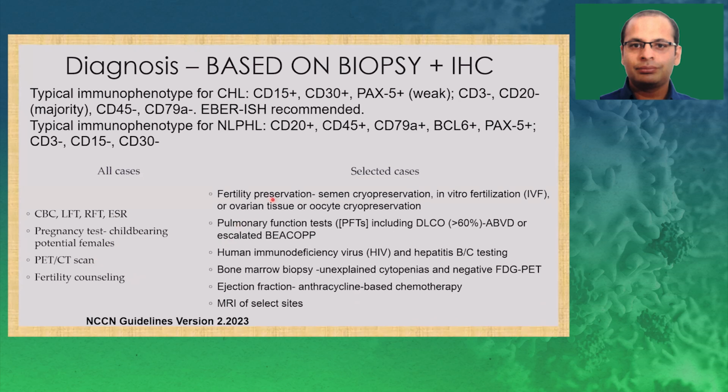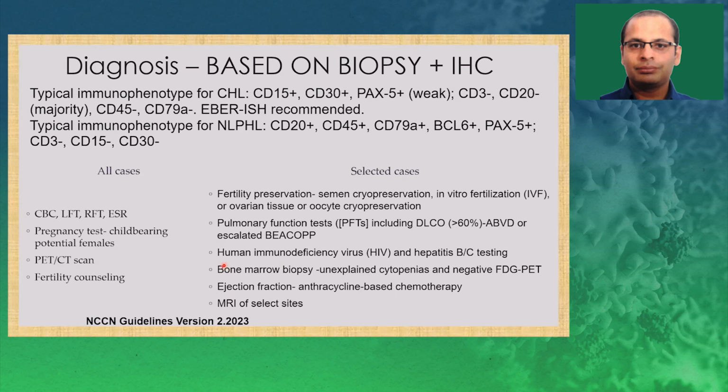Viral markers are recommended. With the advent of PET scan and good markers on PET scan, which can delineate bone marrow very clearly, you may not need a bone marrow biopsy in all cases, except when the PET scan is negative for bone marrow involvement or there are unexplained cytopenias.